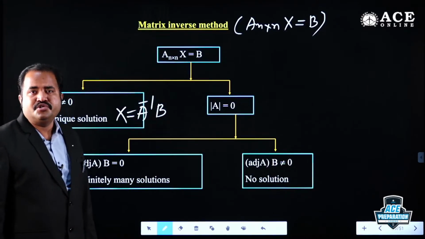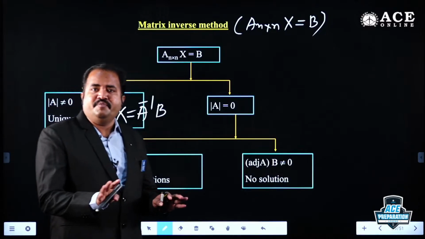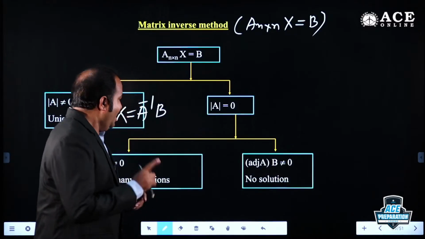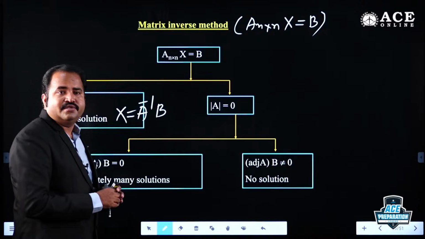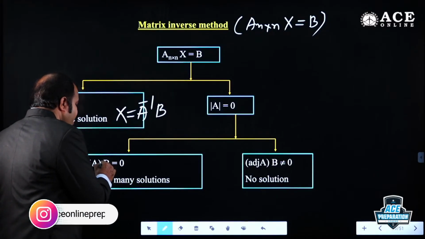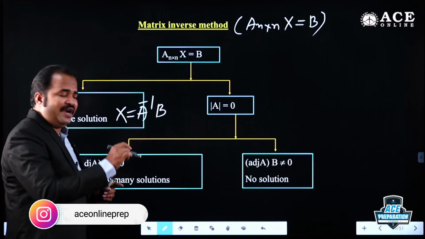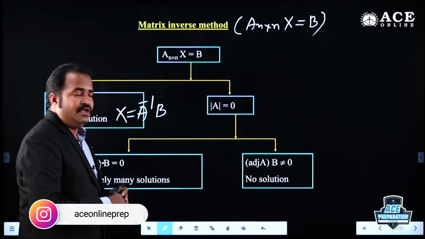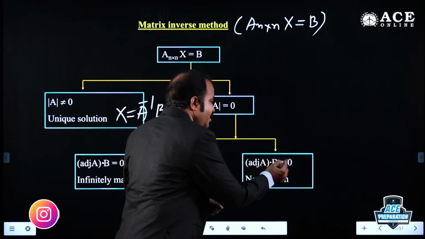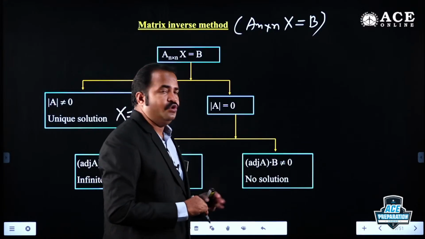What about det A equal to 0? Det A equal to 0 doesn't mean no solution. Look at, there are two possibilities. If adjoint A into B equal to O, not 0, this is O, the null matrix, then infinitely many solutions. If adjoint A into B is not equal to O, no solution.